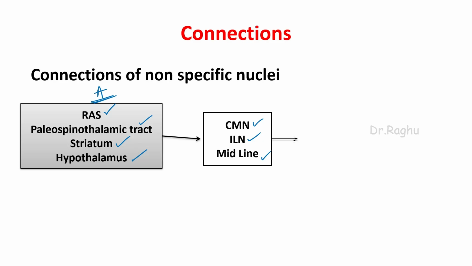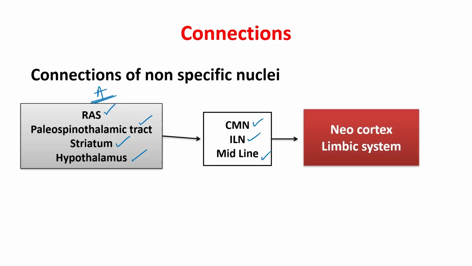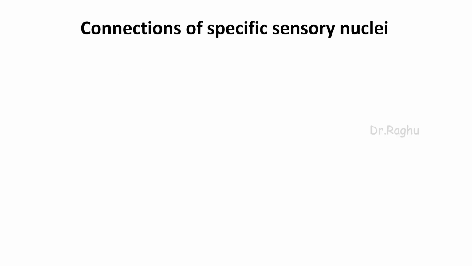And where do they project to? They are going to project diffusely to different areas of the neocortex as well as the limbic system. So these will be the efferents to which these nuclei are going to project. Next, let's try and understand the connections of the specific sensory nuclei.